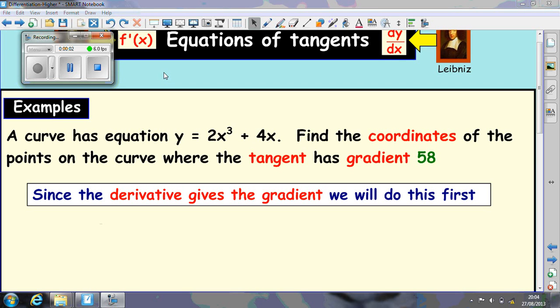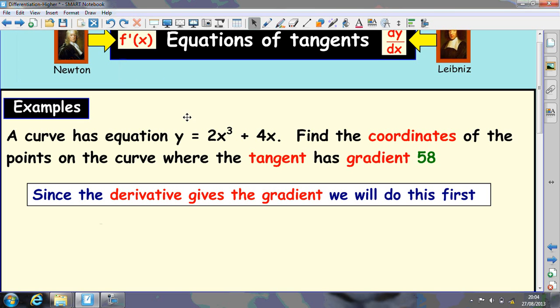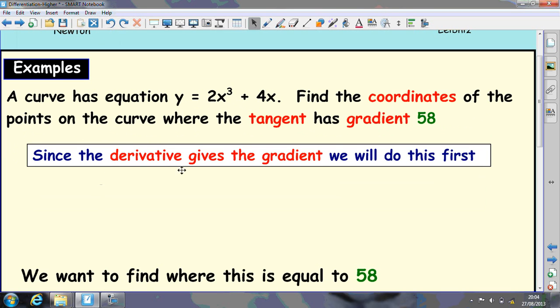In this lesson, we're going to look at a reverse example of equation of tangent. We have to find the coordinates of the point on the curve where the tangent has a gradient of 58. So since the derivative gives the gradient, we do this first. So you want to differentiate this first, and then essentially let it equal 58 because the derivative is the gradient.